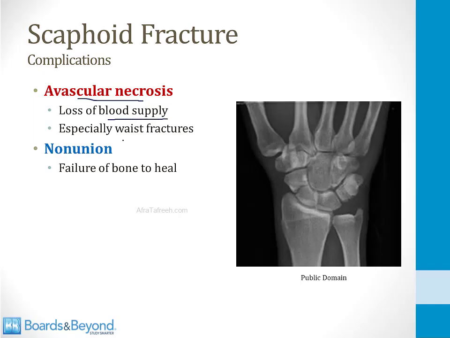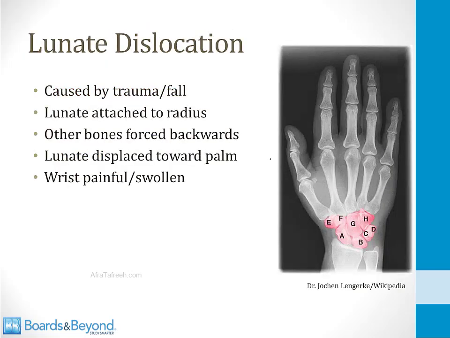This is especially common in waist fractures. So looking on the screen here, this is the waist of the scaphoid bone, and a fracture here can cut off blood supply to the proximal bone and lead to avascular necrosis. And then because of avascular necrosis, sometimes scaphoid bones have what's known as non-union. This is failure of the bone to heal, and this also happens because some of the bone has lost its blood supply.